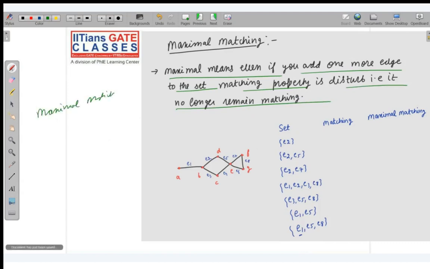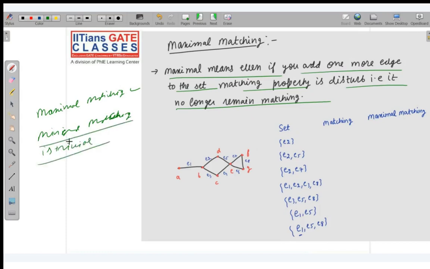Minimal matching we are not interested in because minimal matching is trivial, just a single edge. Maximal matching is just like your maximal independent set. So see here, set E2. Clearly it is matching. It is not maximal because we can add many edges. E2, E5 is not a matching. So forget about maximal. E2, E7, yes, it is matching. But is it maximal?